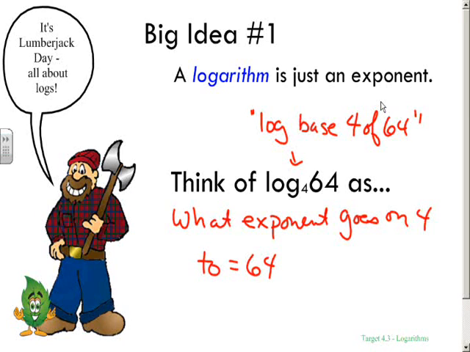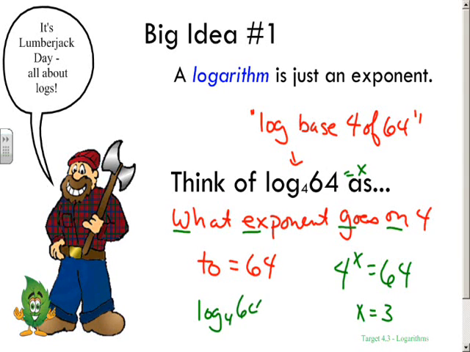Now notice somebody had actually said, hey, look, it's the WeGo function, because what exponent goes on? So now you're asking yourself, okay, I'm going to rewrite this. So you're essentially saying, okay, this is equal to x. 4 to what power is equal to 64? And they're like, well, that's going to be x equals 3. So the log base 4 of 64 is equal to 3.